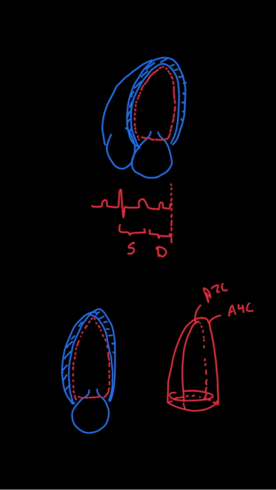And you can use the Simpson biplane rule that's using calculus to sum up a series of disks and get a volume. Let's say that the computer will calculate the volume for you. Let's say that was 100 milliliters. So that would be the end diastolic volume. By having two roughly orthogonal views, we can chart out the dimensions of this shape, and we can get a volume.